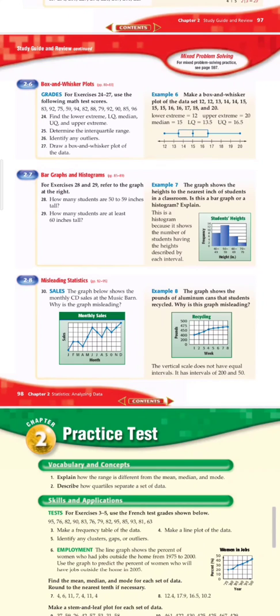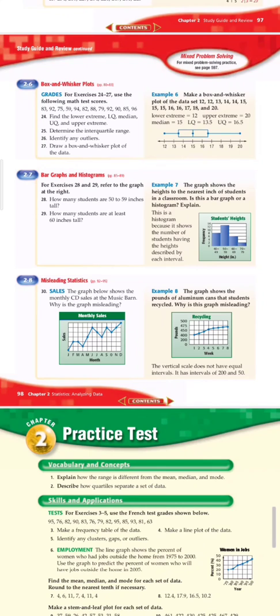Example 6. Make a box and whisker plot of the data set 12, 12, 30, 40, 40, 19, 19, 90, 60, 60, 70, 90, and 20. Lower extreme equals 12, upper extreme equals 90, median equals 35, lower quartile equals 30.5, upper quartile equals 60.5.